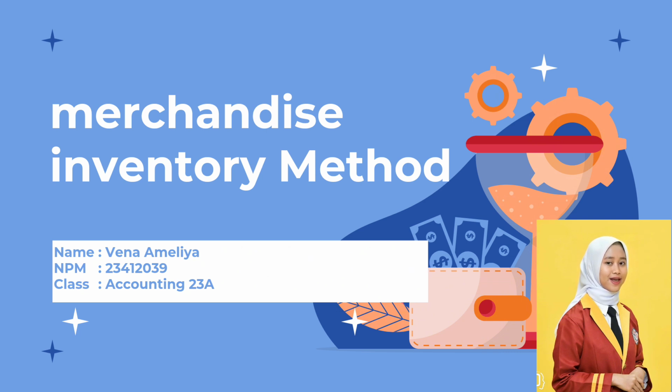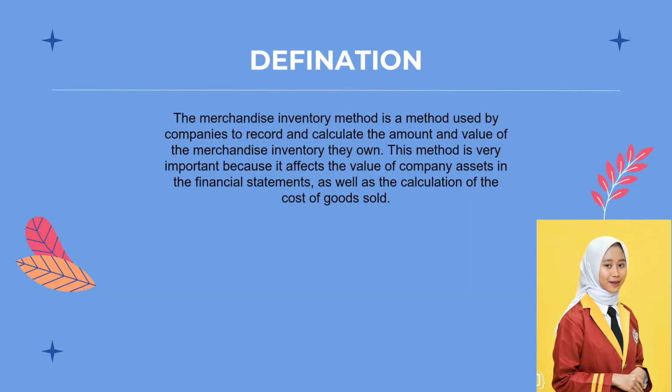Okay, here I will explain about merchandise inventory method. Let's discuss it together. The merchandise inventory method is a method used by companies to record and calculate the amount and value of the merchandise inventory they own. This method is very important because it affects the value of company assets in the financial statements, as well as the calculation of the cost of goods sold.